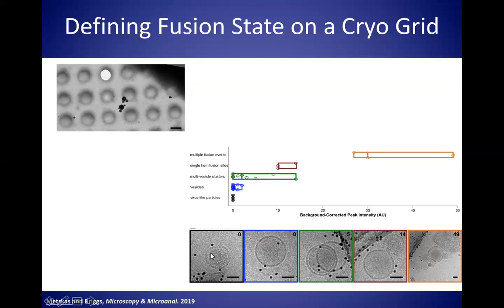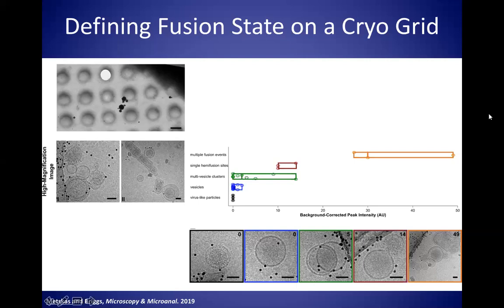So here I'm characterizing the fluorescence from a lot of different samples. So I'm characterizing vesicles and virus-like particles that have pretty much no fluorescence at all. These plots, the rectangle is the full spectrum, the full range of intensities found. The center bar is the median. We also have vesicle clusters. They get a little bit of fluorescence, not a lot. And then the hemifusion is brighter, and multiple fusion events, of course, get brighter because you simply have a lot going on.